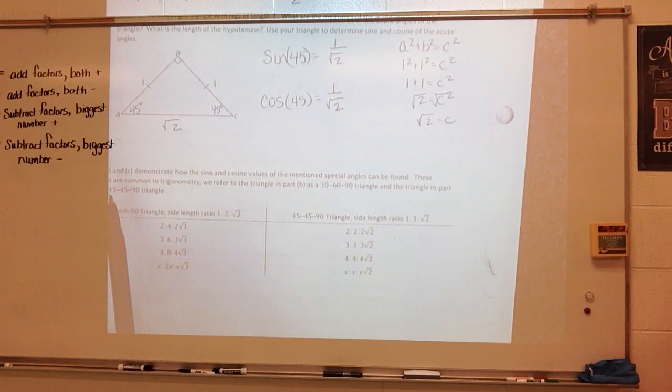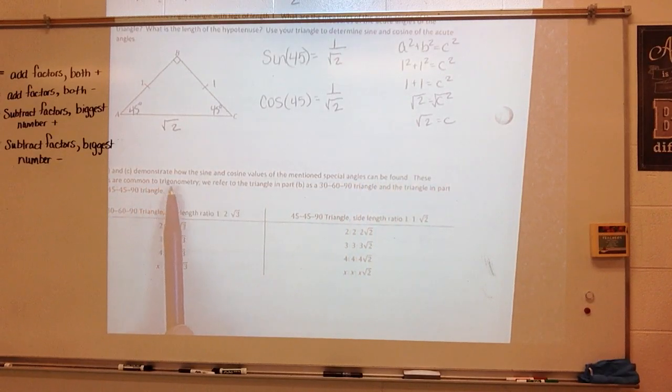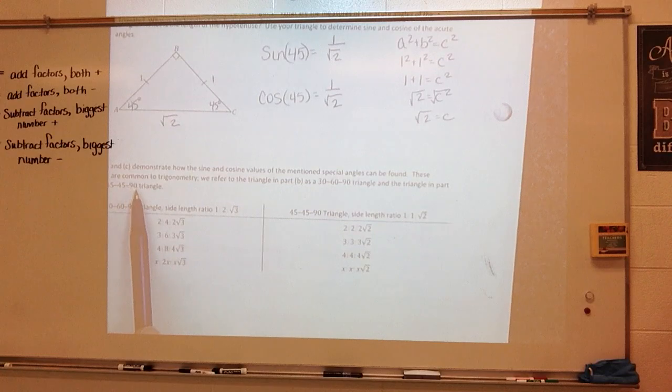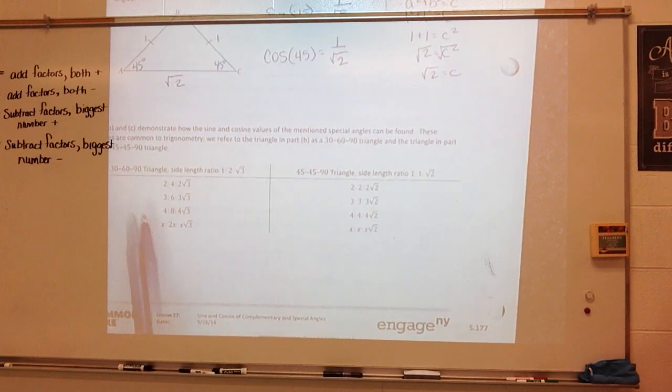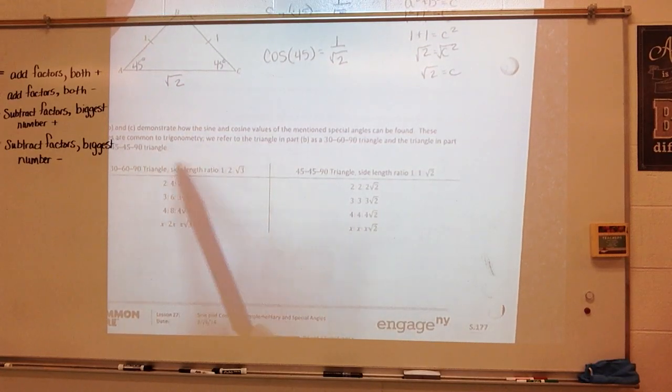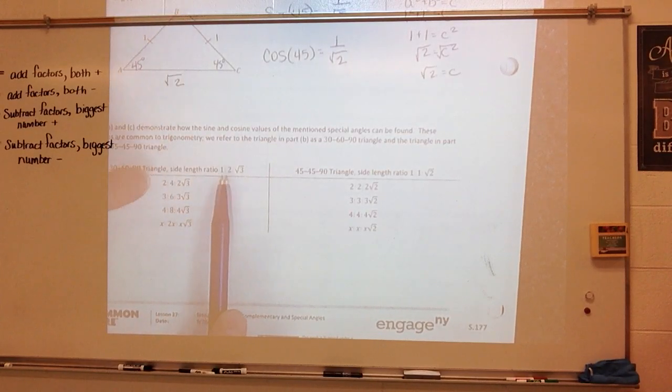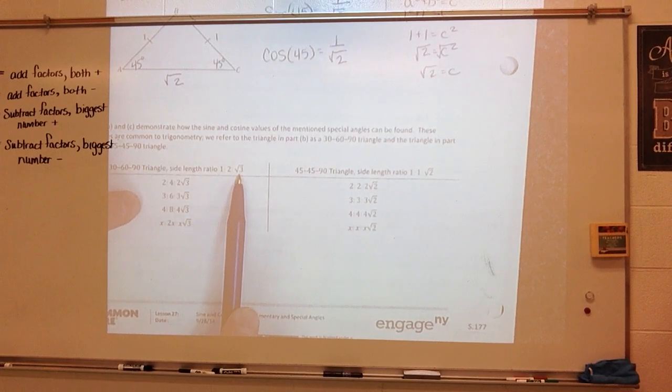Alright, so parts B and C demonstrate how the sine and cosine values of the mentioned special angles can be found. These triangles are common in trigonometry. We refer to the triangle in part B as a 30, 60, 90 triangle, and the triangle in part C as a 45, 45, 90 triangle. Alright, so look, they have now given us the ratios. The 30, 60, 90 triangle has side lengths in the ratio 1, 2, and square root of 3.